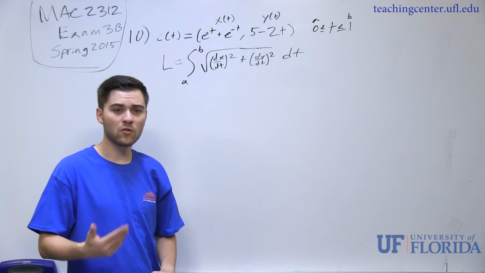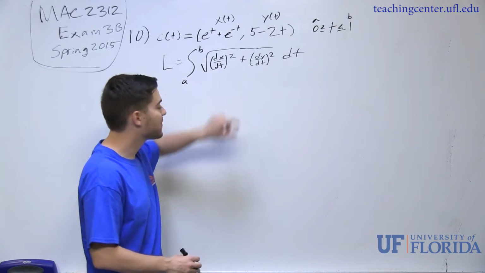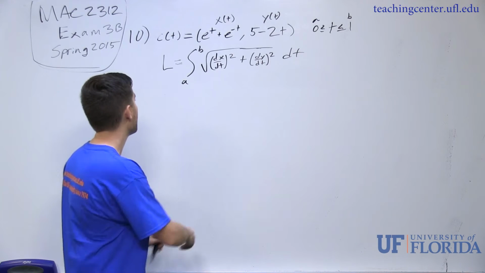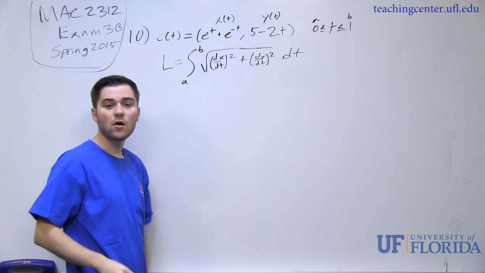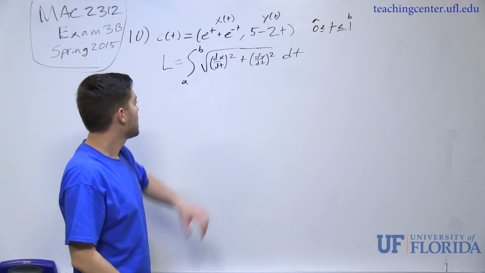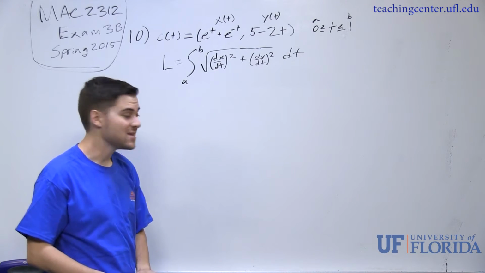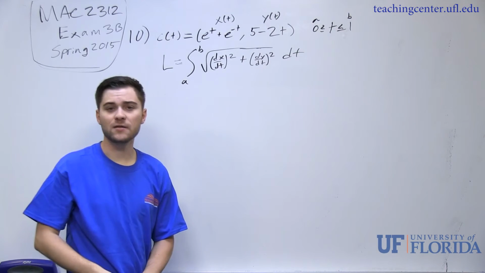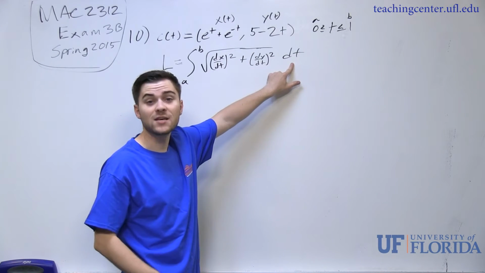So when it asks for the length of a curve, it usually wants arc length. So let's go ahead and apply the arc length formula, which I've written up here. That says that L is equal to the integral from a to b, where a and b are your given interval numbers, of the square root of dx dt squared, the derivative of x with respect to t, plus dy dt squared, the derivative of y with respect to t, all underneath a square root with a dt outside.